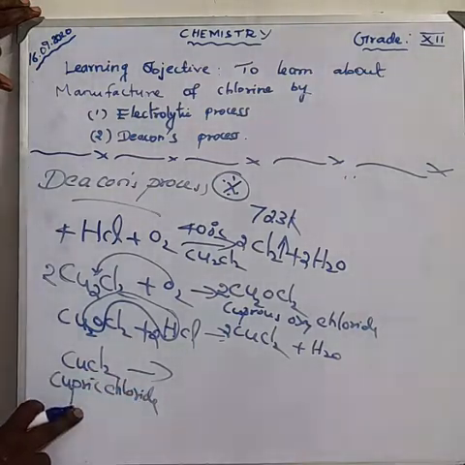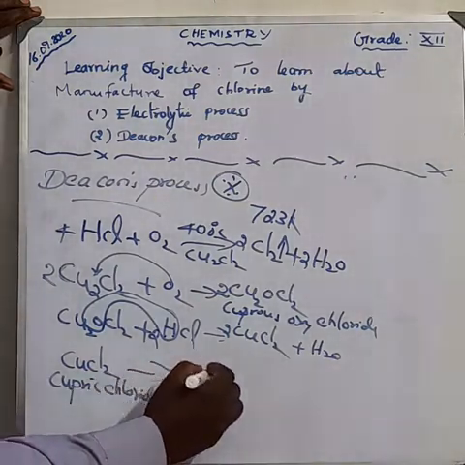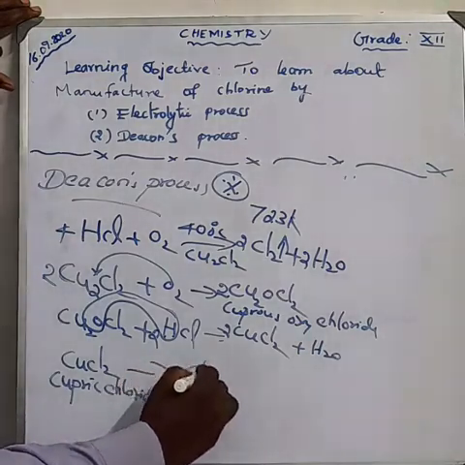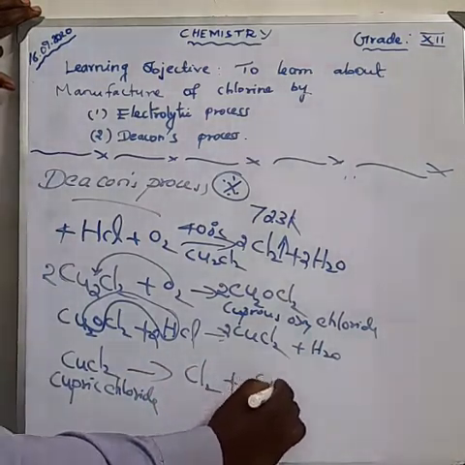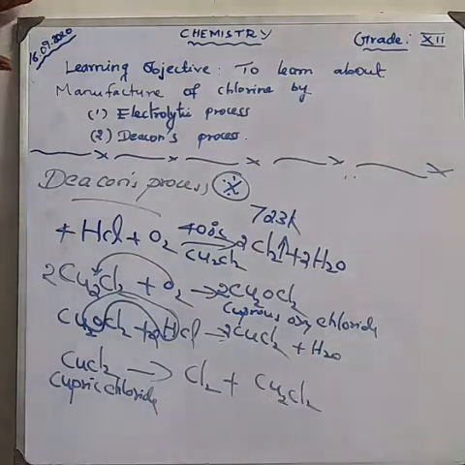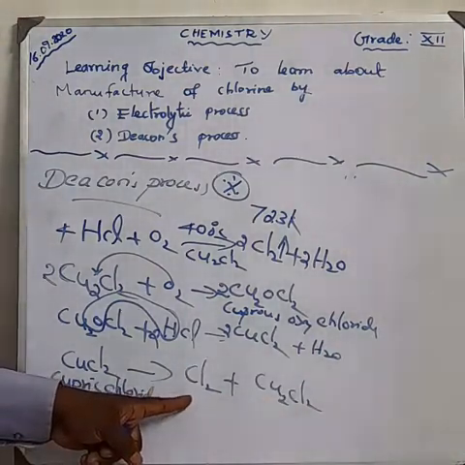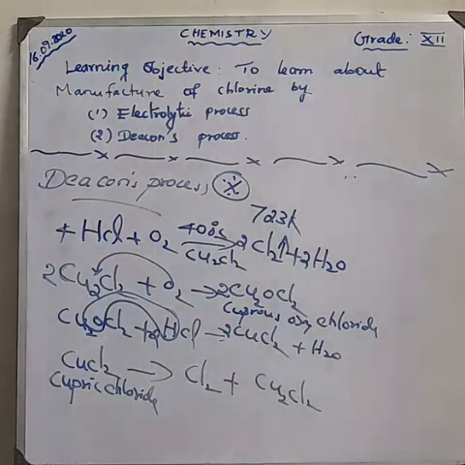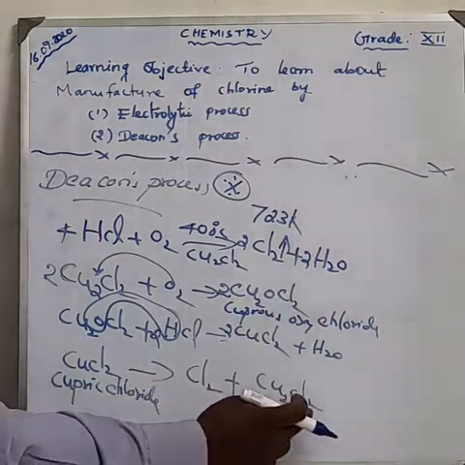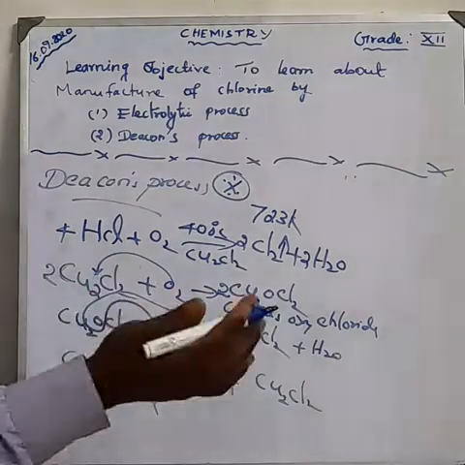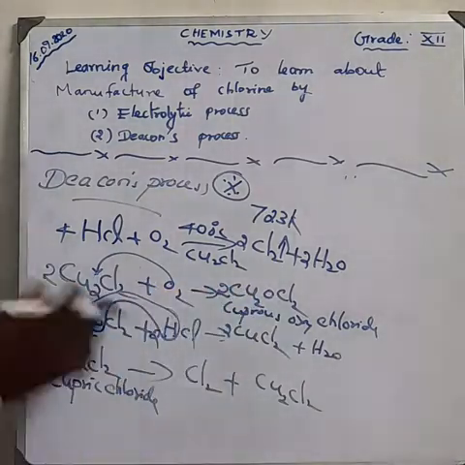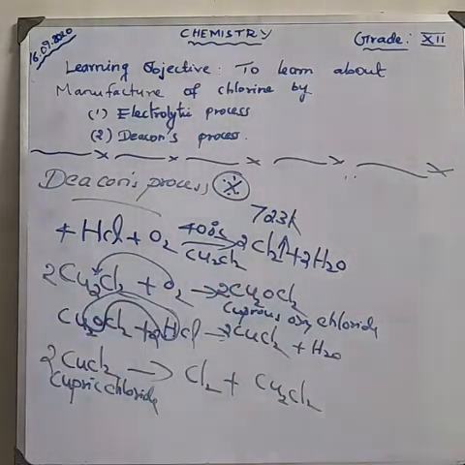This cupric chloride is converted into cuprous chloride, and the chlorine is obtained here. Cu2Cl2 is the product. Then how can you balance the equation? Here 2 chlorine atoms are there, and 2 twos are 4. Make it 2 here, so 2 twos are 4. Now the equation is balanced.